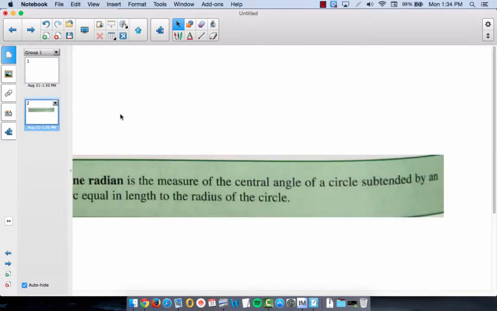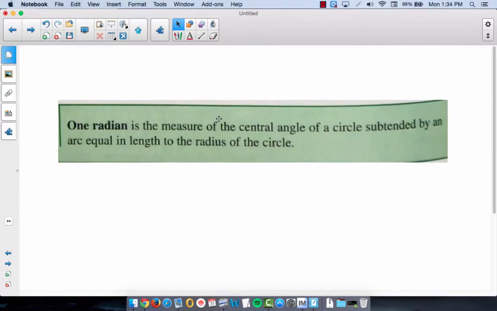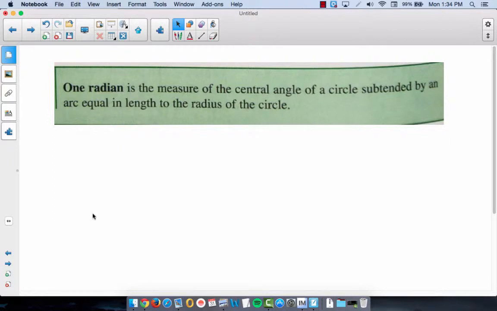So, the formal definition of a radian is this. 1 radian is the measure of the central angle of a circle subtended by an arc equal in length to the radius of the circle. And that is so complicated, but let me just break down what it says.